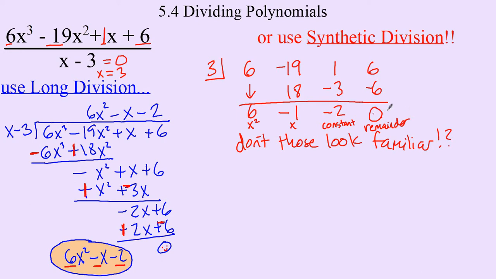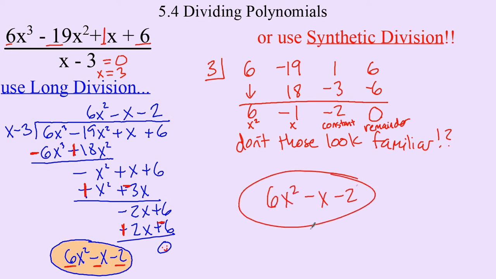It always starts from the right side. So remainder, constant, okay? X squared, x cubed. So our answer is 6x squared minus x minus 2. Okay, notice we got the same thing.